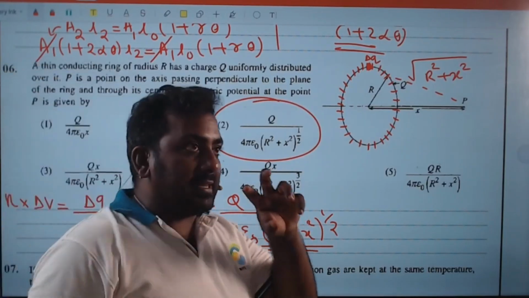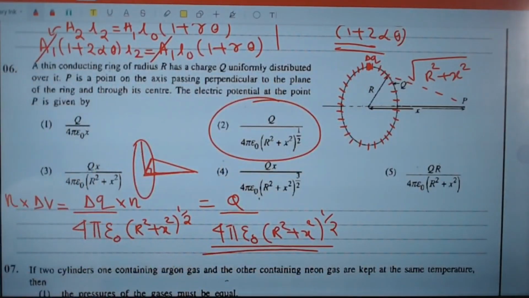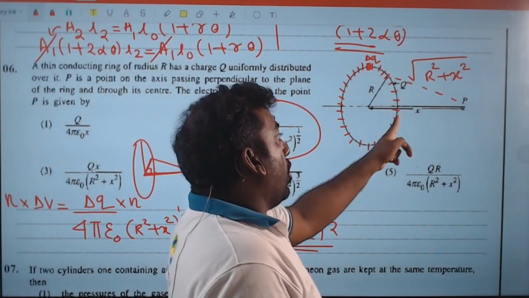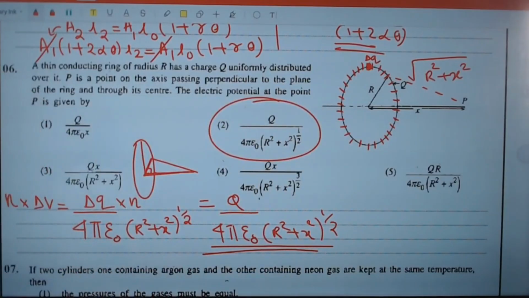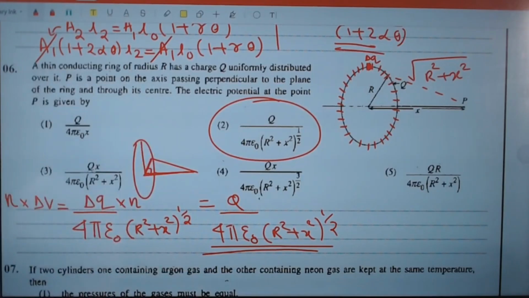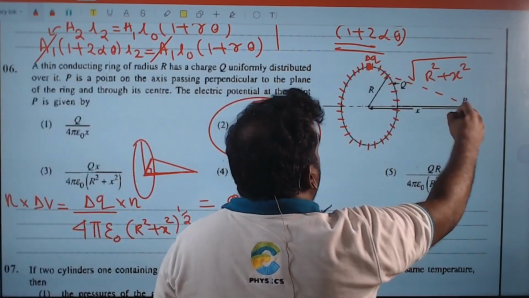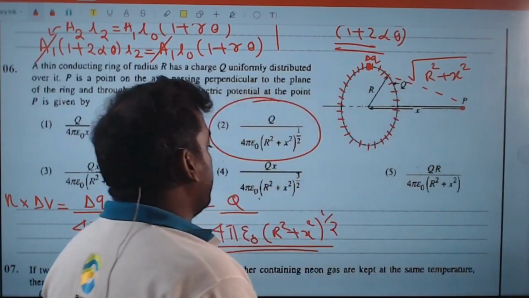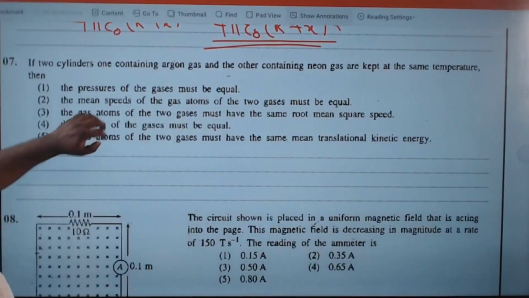Since it is a uniformly distributed ring, we can subdivide it into small charges delta q, and find the potential due to each delta q charge at point P. Right.